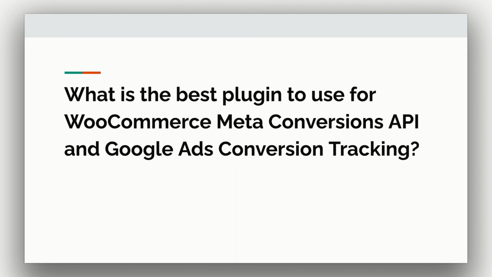So I think by now, we come to the question: what is the best plugin to use for your WooCommerce Meta Conversions API, Google Ads conversion tracking? Or to put more simply, what is the best plugin for my WooCommerce store to track conversions inside Meta Ads and Google Ads? That is the question that you will be having now. So guess. I think almost 100% sure you might have arrived at a conclusion on which might be the best WooCommerce plugin for your store to track conversions inside Google Ads and Meta Ads.